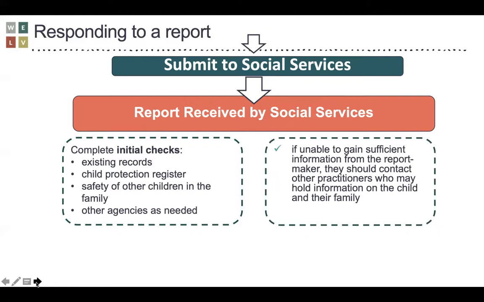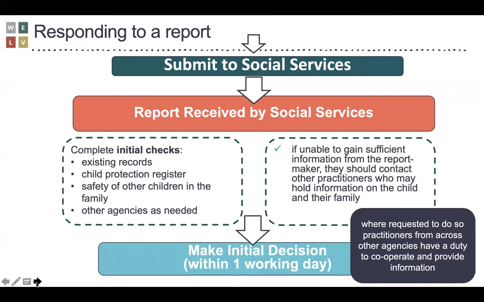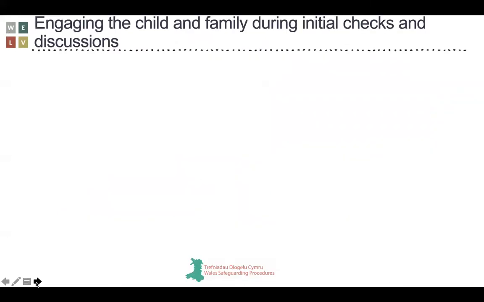If social services are unable to gain sufficient information from the report maker themselves, they should contact other practitioners who may hold information on the child and their family, and you may be one of those practitioners who is subsequently contacted. Where requested to do so, you have a duty to cooperate with social services and provide any relevant information that you may have. Upon the completion of these initial checks, social services will make their initial decision within 1 working day.